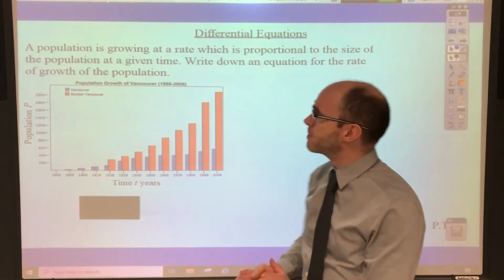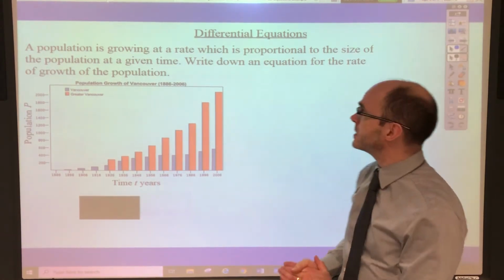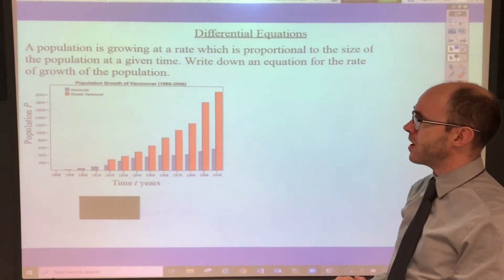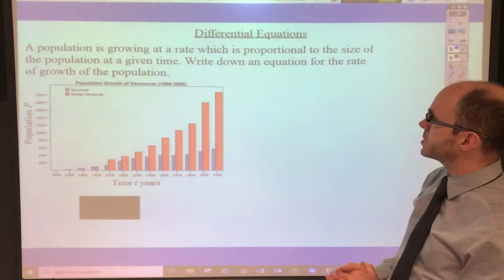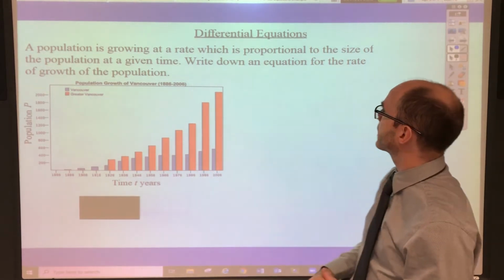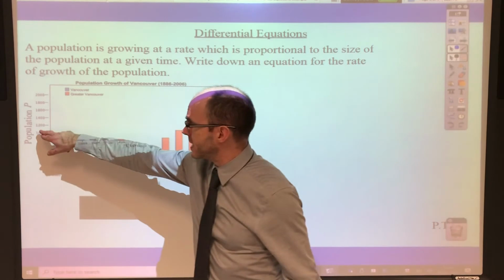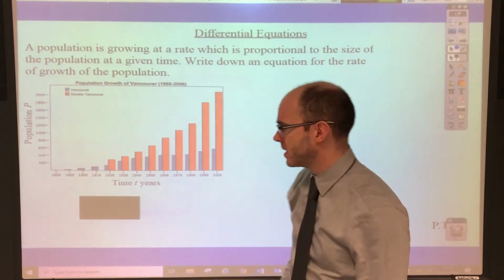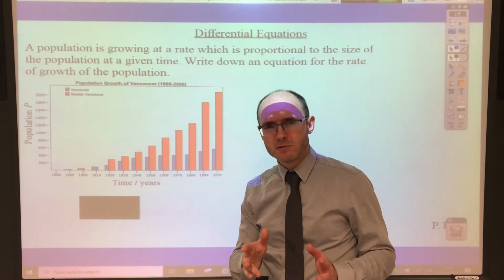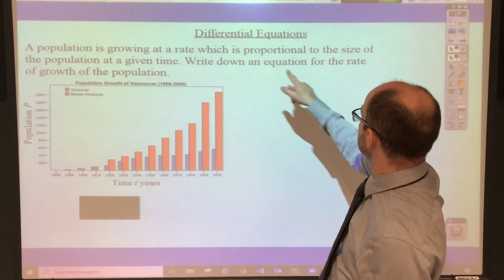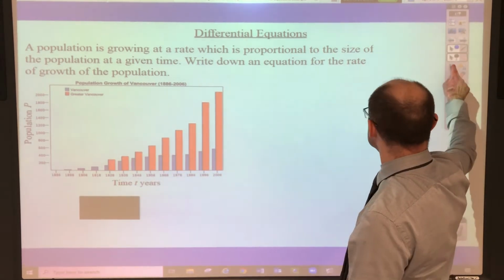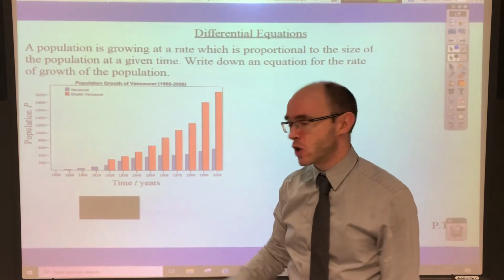Here it is. A population is growing at a rate which is proportional to the size of the population at a given time. Write down an equation for the rate of growth of the population. The graph is there to help you. Okay, so what we'll use is the letter P to represent the population, and of course T for time. Can you think of a derivative expression for the rate of growth of the population? Essentially, the rate of population change over time.